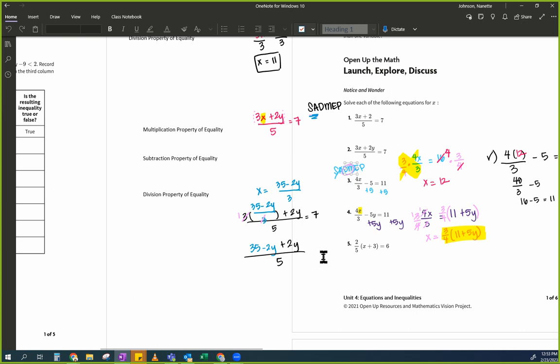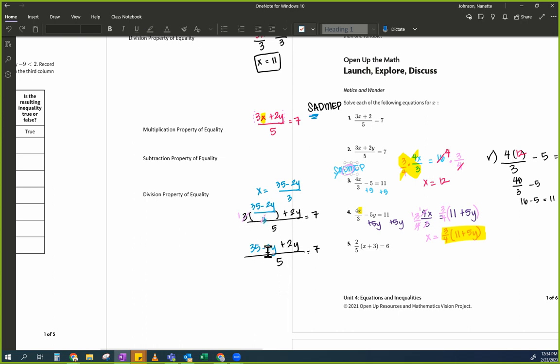Yes, now I can cancel out the minus 2y plus 2y. Ms. Johnson, why couldn't I cancel it out before? Mathematically, you have to do multiplication before you do addition, right? That's the rule. We have to do multiplication before we do addition whenever we're simplifying. So we're following the rules of not SADMEP, but PEMDAS. So Ms. Johnson, when do we use SADMEP versus PEMDAS? SADMEP is to solve. That's why the S's are there together to help you remember. SADMEP is used to solve. PEMDAS is used to simplify, to get the answer, right?